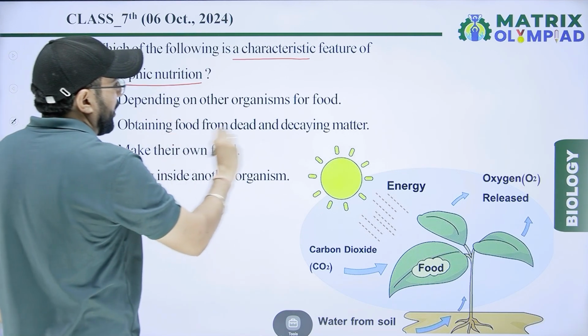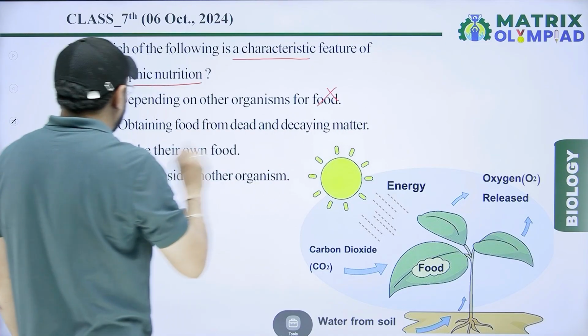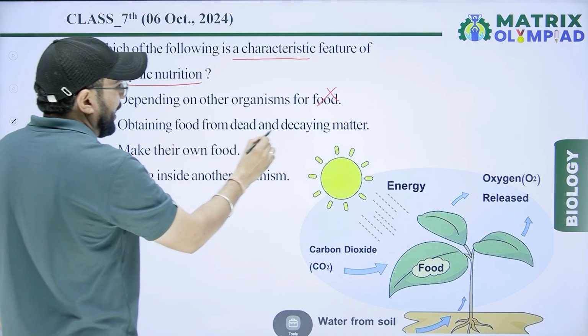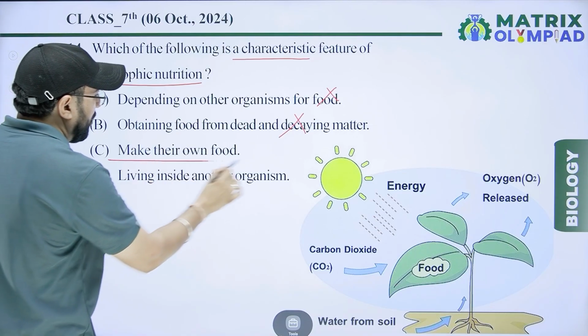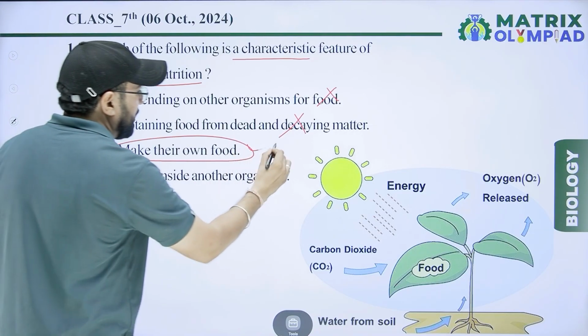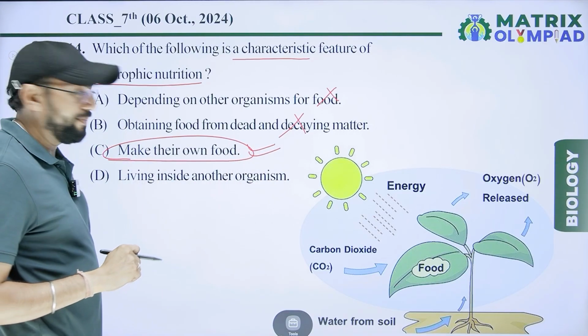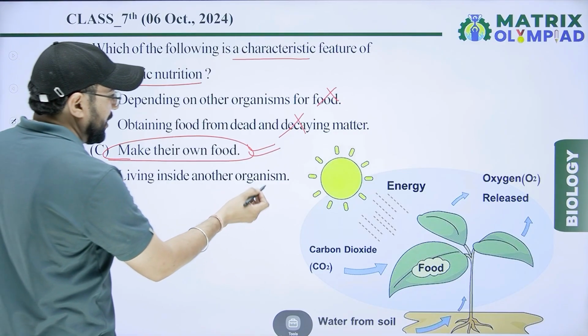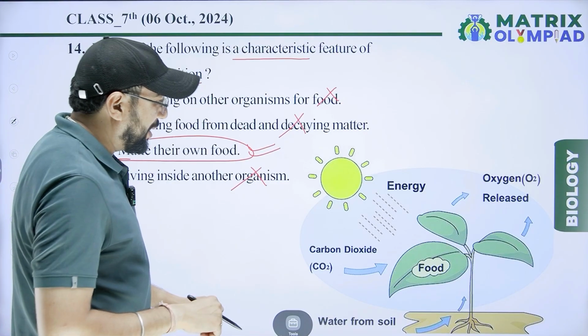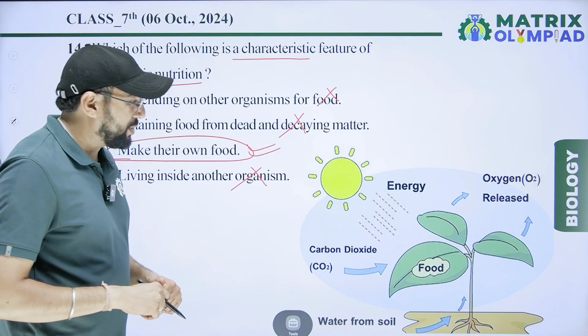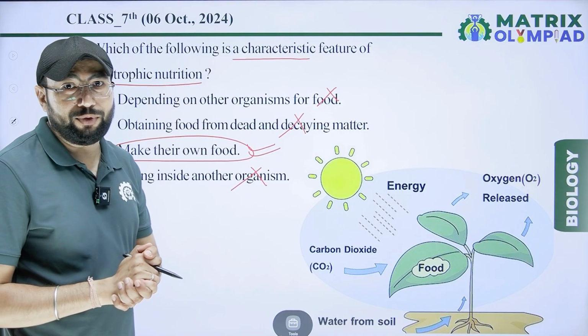Depending on other organisms for food, that is wrong. Obtaining food from dead and decaying matter, that is wrong. And make their own food, option C is the right answer. And last, living inside the other organism, that is a parasite, so wrong. And this diagram shows the photosynthesis process for making their food.